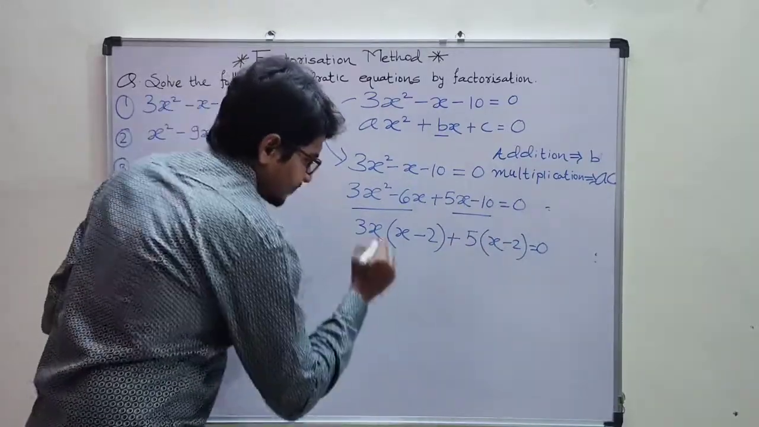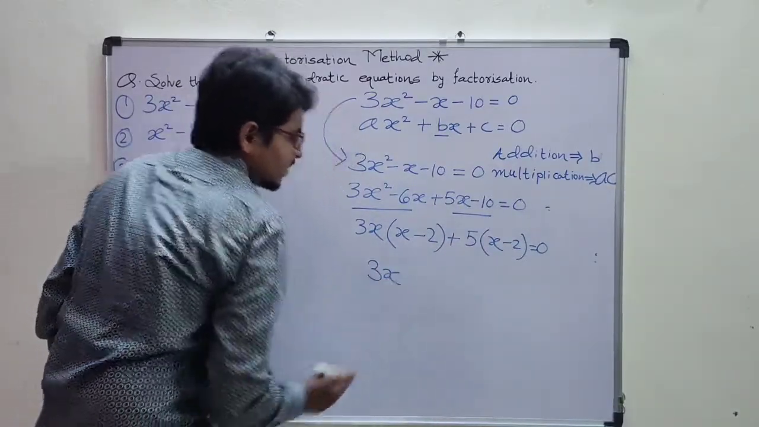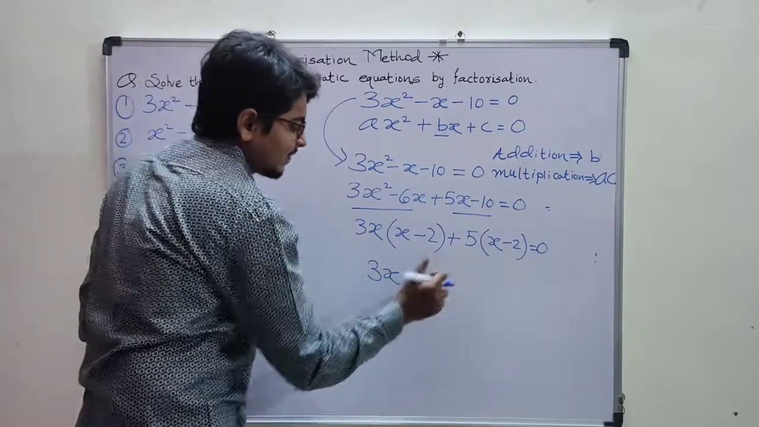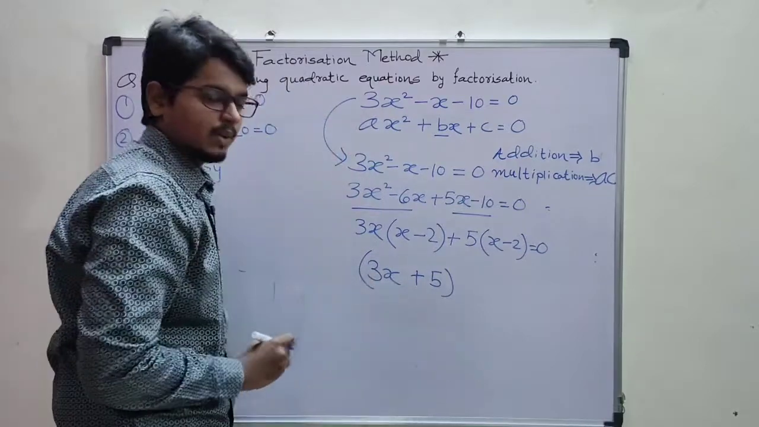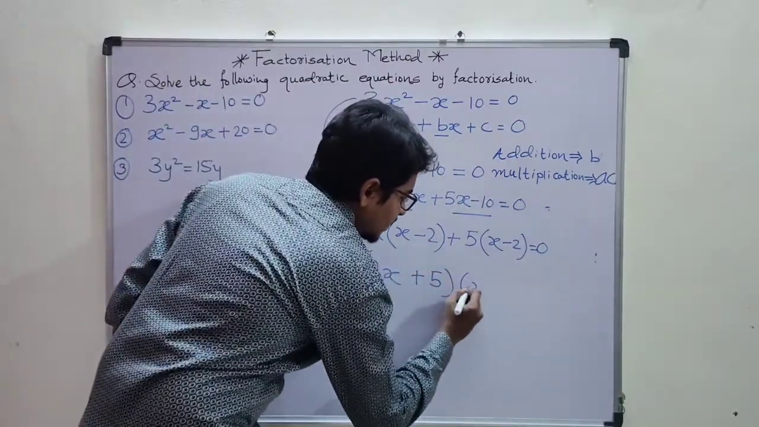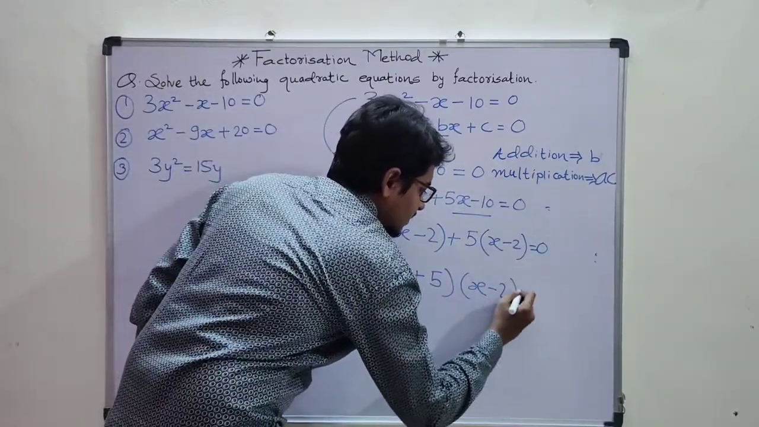Next, now we club these 3x and 5 in one bracket, 3x plus 5, and x minus 2 in another bracket, is equal to 0.